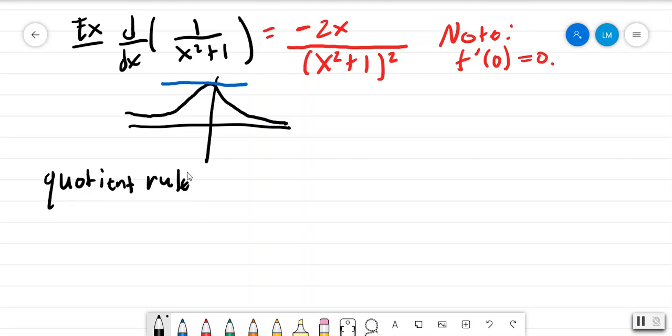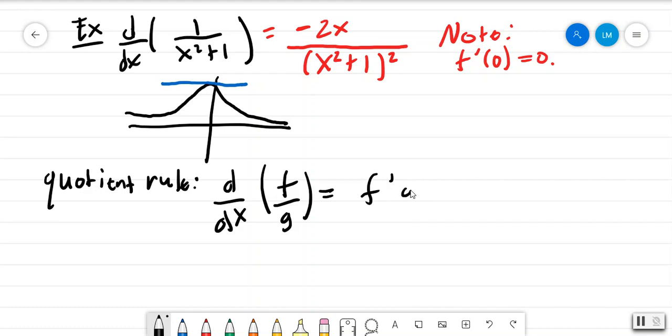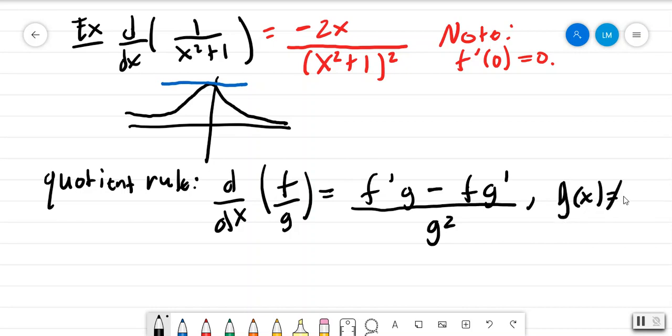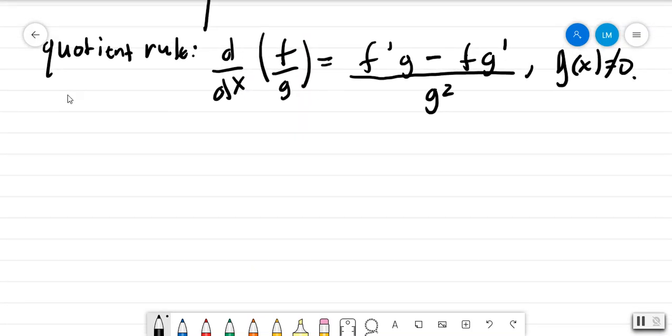Now, the quotient rule is basically just saying that if we take the derivative of two functions divided by each other, like f and g, that's going to be f prime times g minus g prime. So we'll just put f times g prime divided by g squared. Now, in reality, g cannot equal 0 in order for this to work. Now, I wrote it a little differently than most traditionalists.